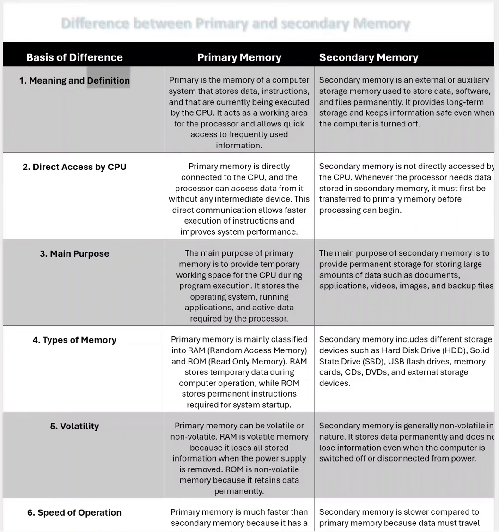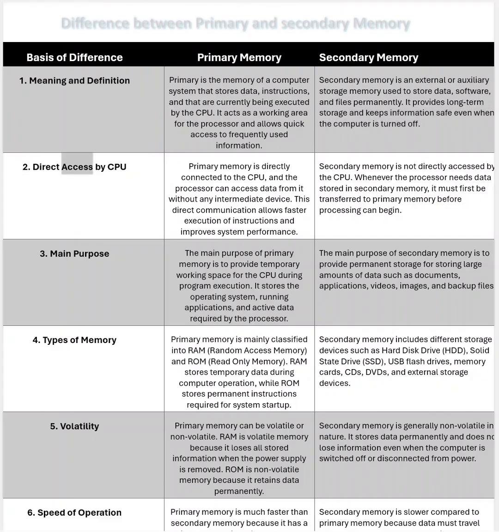1. Meaning and definition. Primary memory is the memory of a computer system that stores data, instructions, and programs that are currently being executed by the CPU. It acts as the working area for the processor and allows quick access to frequently used information. Secondary memory is an external or auxiliary storage memory used to store data, software, and files permanently. It provides long-term storage and keeps information safe even when the computer is turned off.